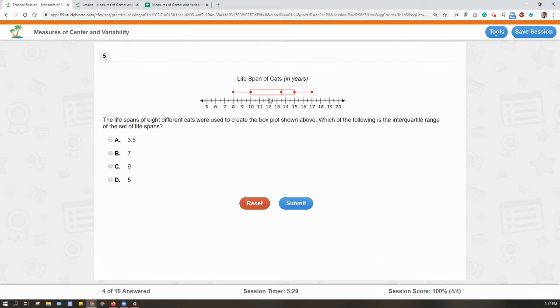So what is the interquartile range? How far is it from the first quartile 10 to the third quartile 15? They're 5 apart, so the interquartile range is 5.